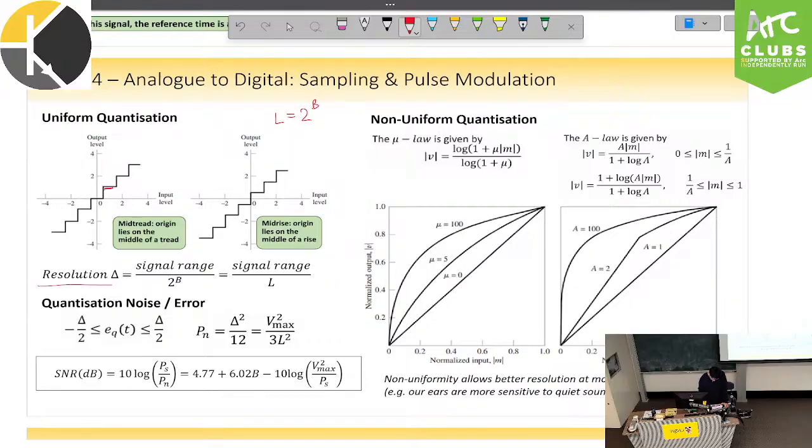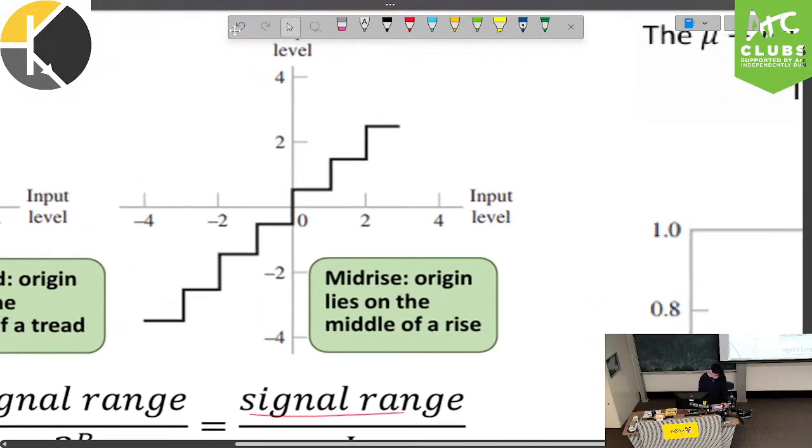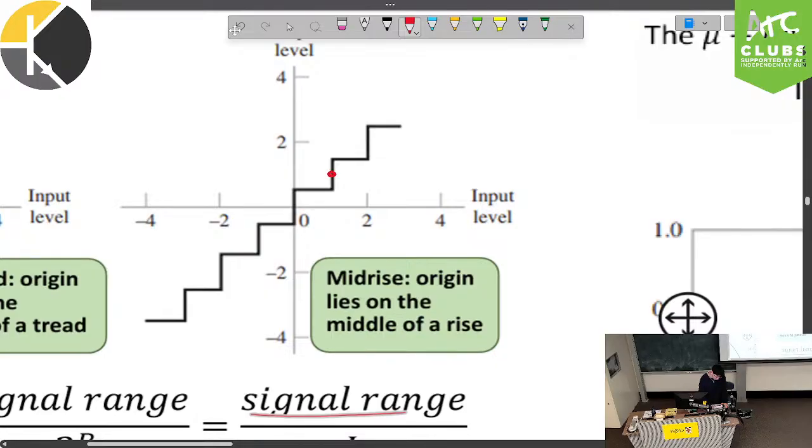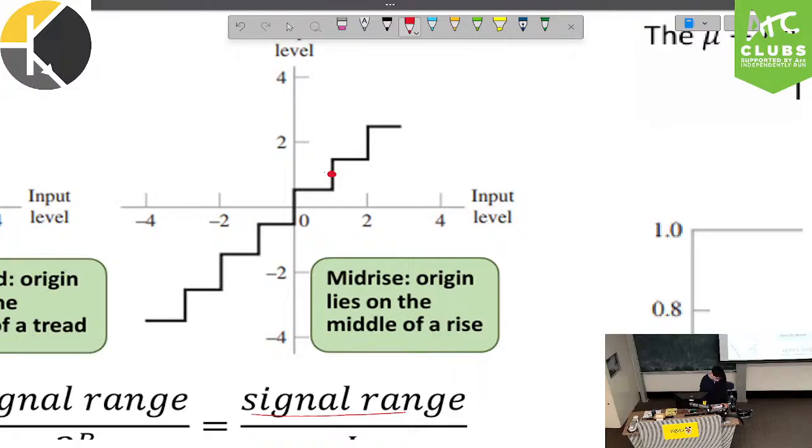The resolution of these levels is given by the signal range divided by L, and the quantization noise is capped at half of the resolution on either side. The reason for this is, say we get an amplitude here. This is the case of our worst possible error, because we would be shifting by an entire half of the resolution, up or down.